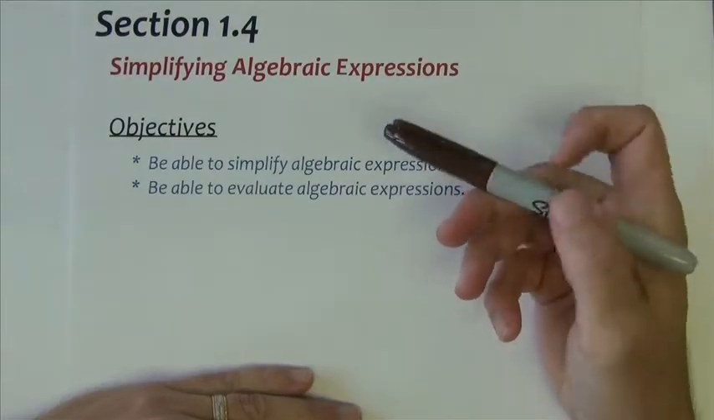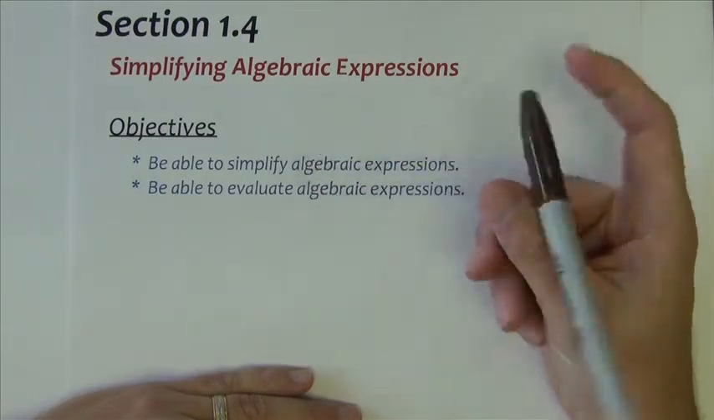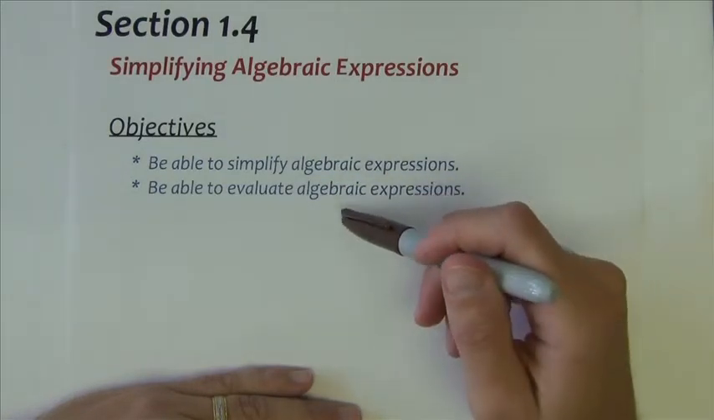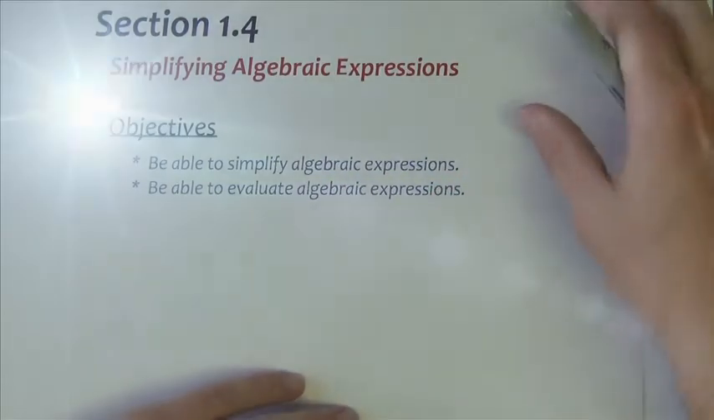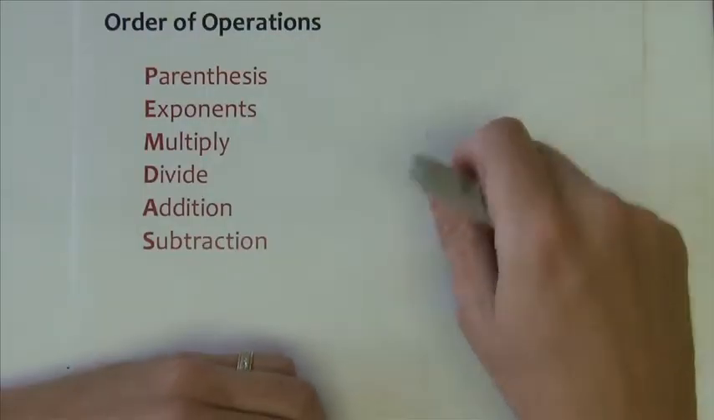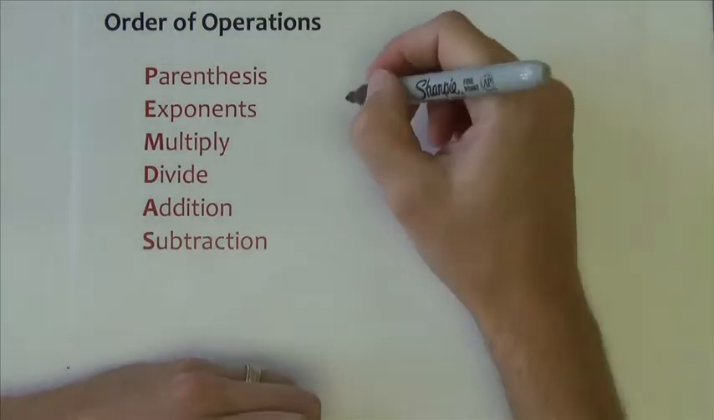Section 1.4 is titled Simplifying Algebraic Expressions. We'll look at how to simplify both algebraic and numeric expressions, and then also how to evaluate algebraic expressions. When simplifying or evaluating those, we have to adhere to order of operations.